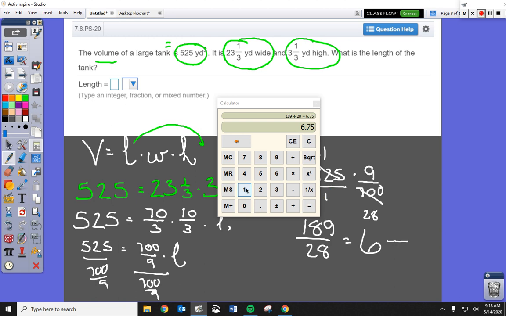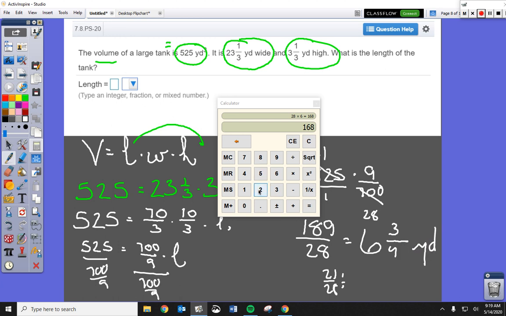28 times 6 equals, hey, 168. That leaves me 21 over 28, because I have 21 left over and can't fit it in a group of 28. If I divide both of those by 7, that gives me 3/4. Yes, 6 and 3/4 yard.